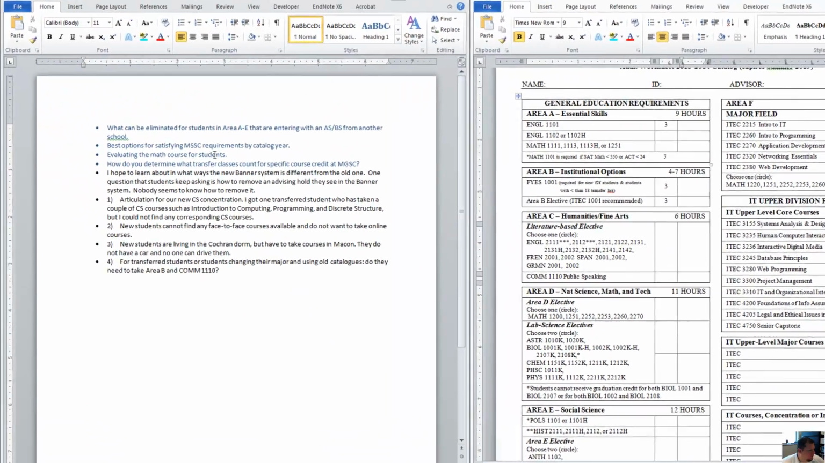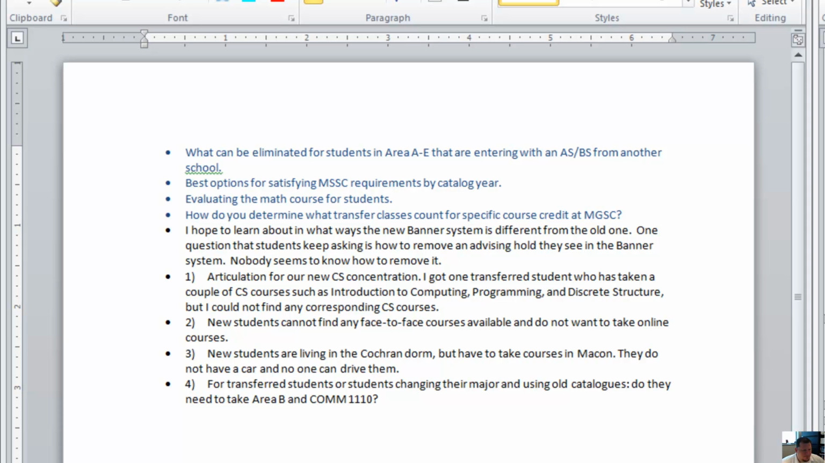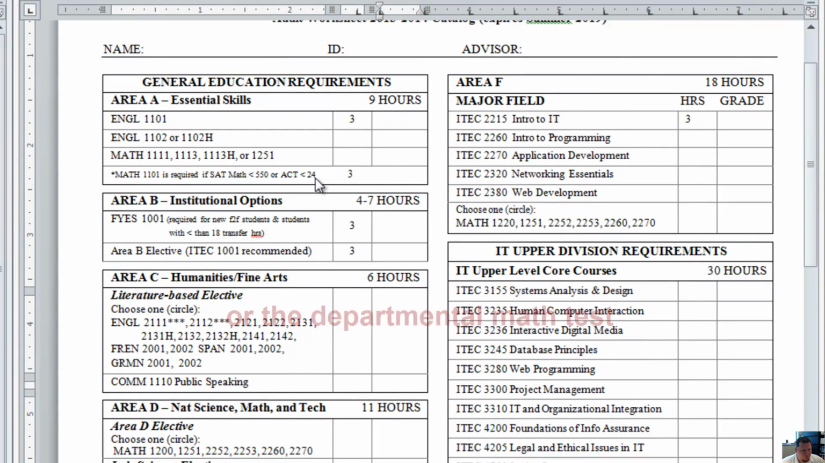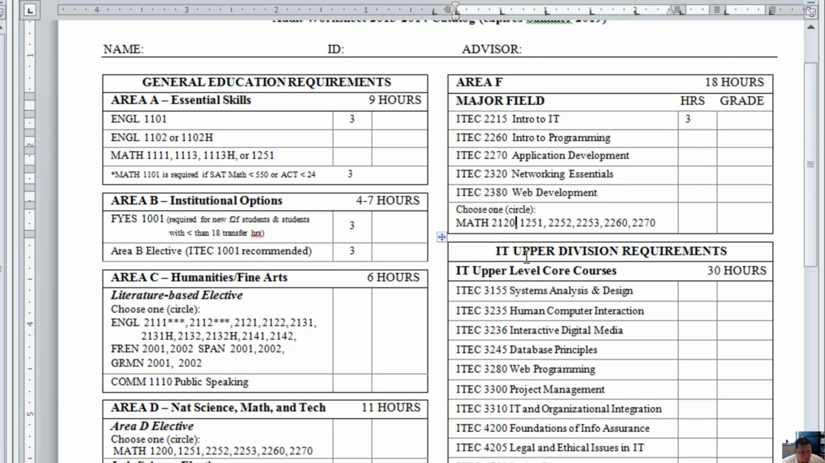Okay. Evaluating the math courses for students. That's pretty straightforward. If a student comes in and they're a beginning student and their SAT score is below a 550 or an ACT score below 24, they'll have to take Math 1101 before they can start into Math 1111, which is college algebra. For their Area A, they can take college algebra, pre-cal, honors pre-cal, or calculus. Typically, the path that students go is college algebra for Area A, elementary stats, which is Math 1200, for Area D, and then for Area F, discrete math 2120.